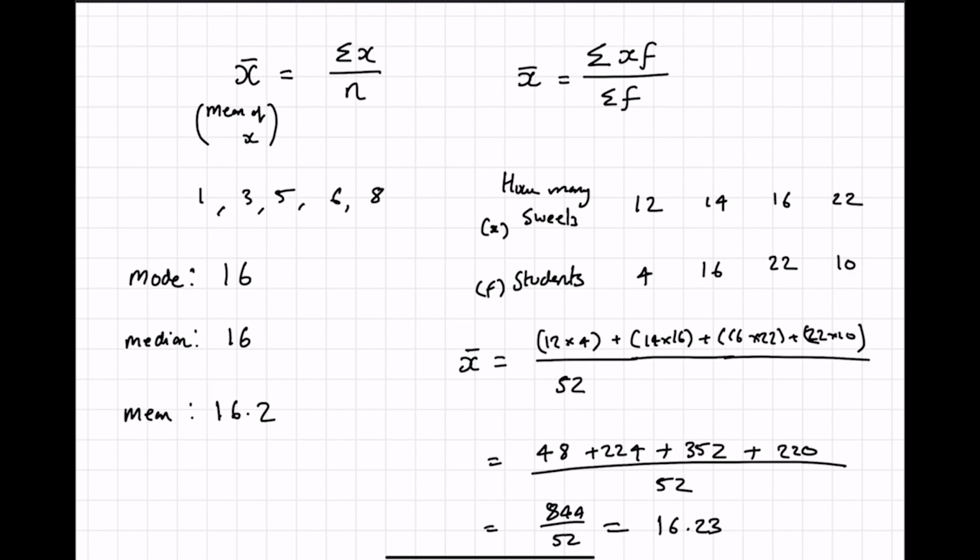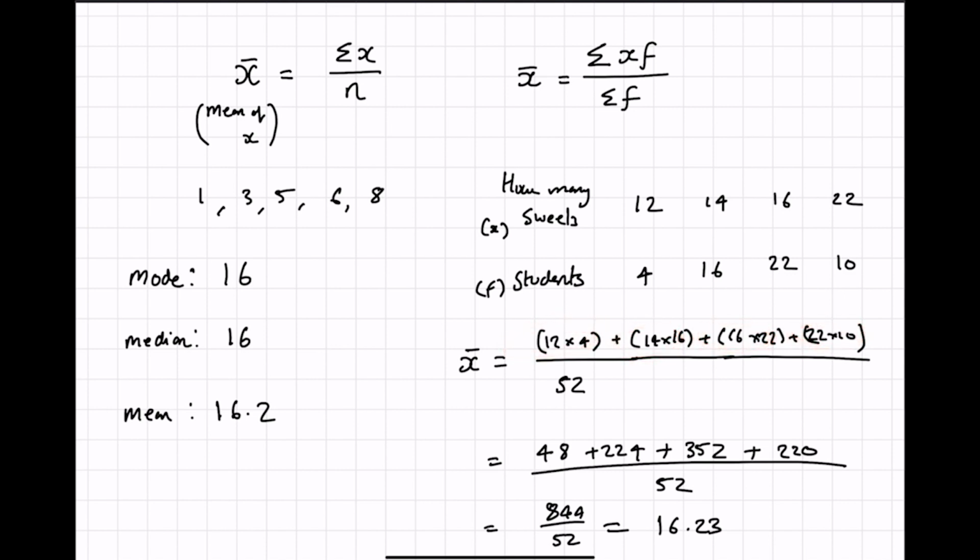It was quite simple. If it helps sometimes, you can also draw another row under here, and you can say the sum of this is 48, this is 224, this is 352, and this is 220. You can also do something like that if it helps. And then you can just put those numbers in here.